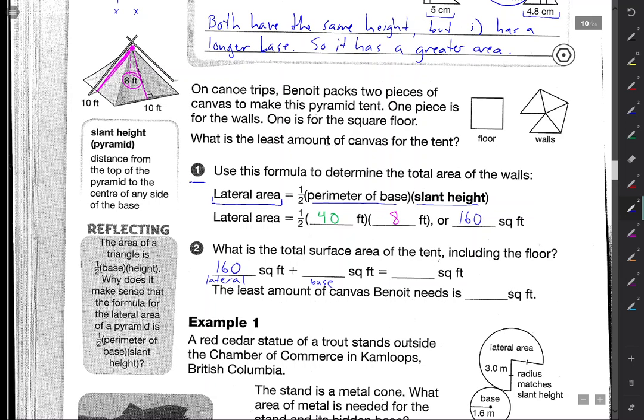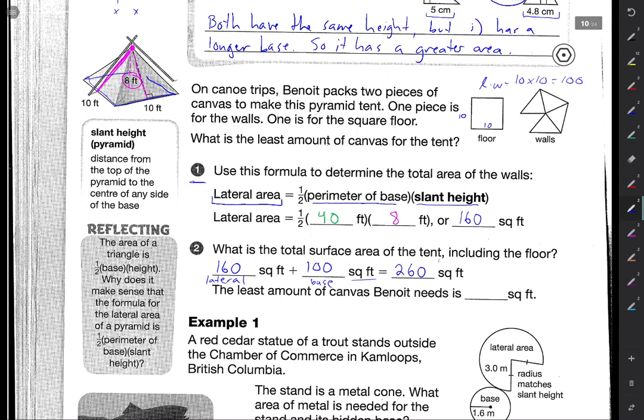So the base shape is a square. So we're going to have to do length times width for that. So actually we have a little diagram here, 10 and 10. So we're going to do length times width, which is 10 times 10, which is equal to 100. So the base is 100 feet squared, or square feet. So if we add both of those together, we have 260 squared feet for the total surface area of the tent. Therefore, the least amount of canvas that Benoit needs is 260 square feet.